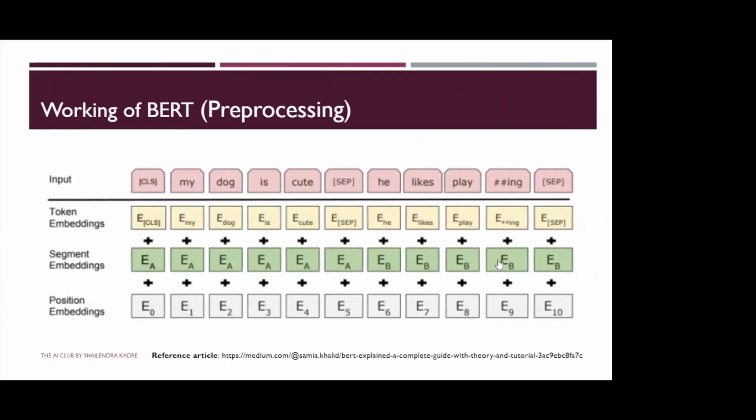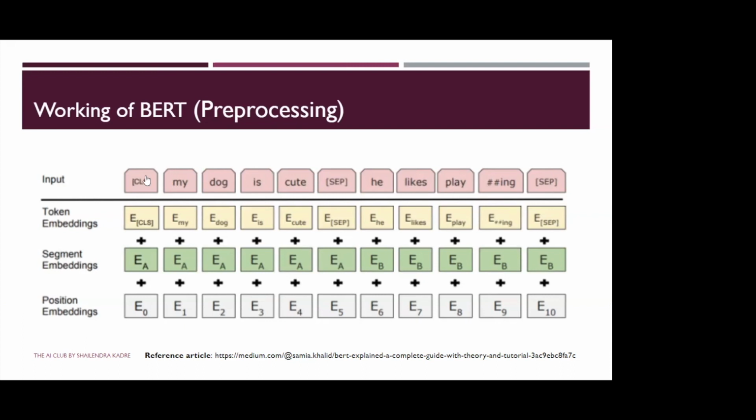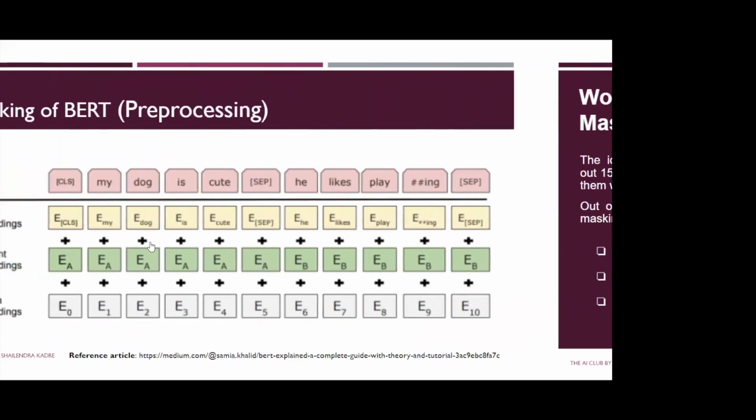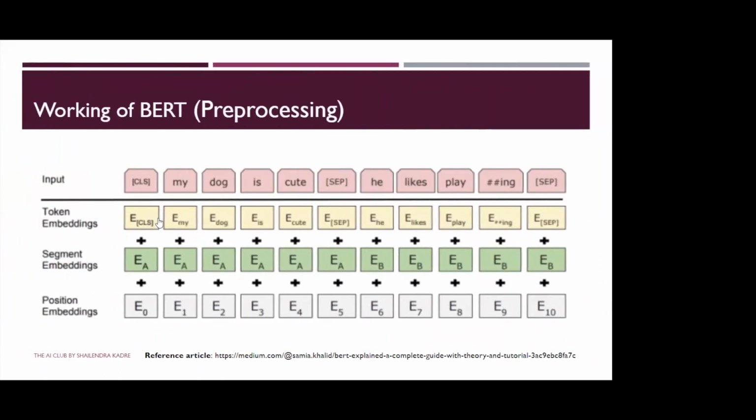So here are the three processes. Consider the sentence, our input: my dog is cute, he likes to play. Now each and every word becomes a token. If you see here in token embedding, each and every word becomes a token, and there we have the CLS token at the beginning of our text, the beginning of the sentence, and the SEP token at the separation of sentences.